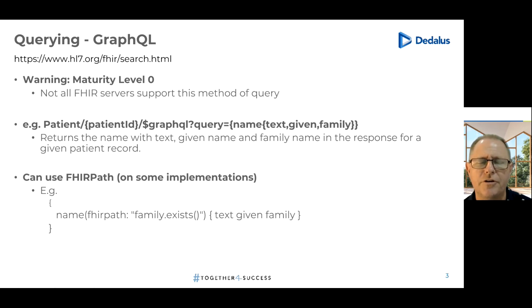So from a querying point of view, you can use _include and _revinclude to add in extra elements that you might want to get from a FHIR client point of view. The depth of includes and iterations that you can have is defined by the FHIR server. FHIR servers might decide that you can only include one deep, or two deep, and that comes down to the performance impact of having to go deep into the bowels of the FHIR server to get some of this information.